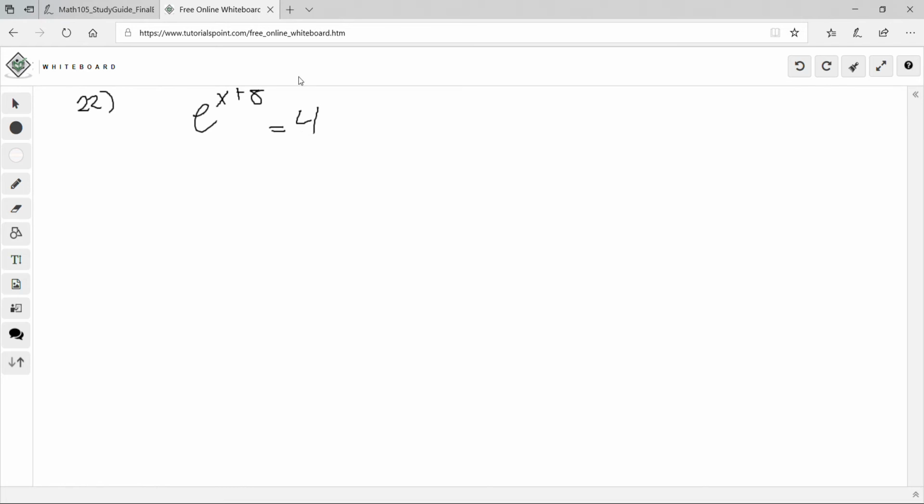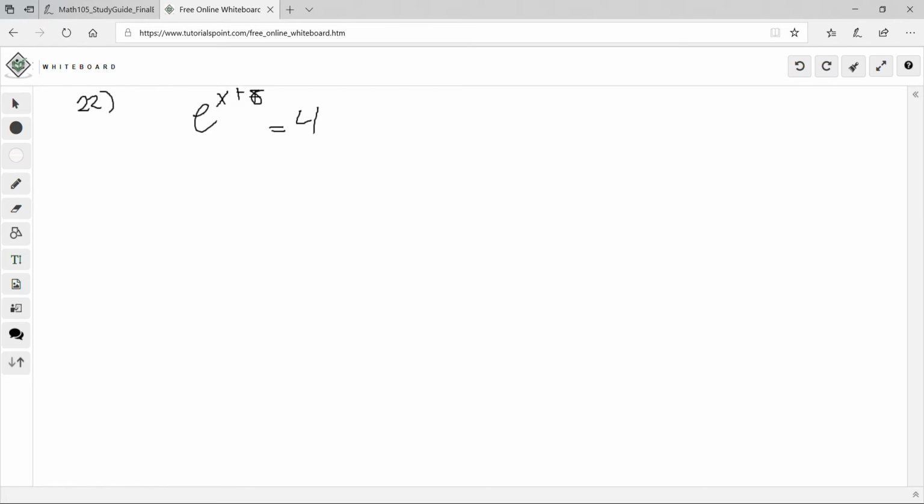But I'm not going to use log. I'm going to use natural log, because when you take the natural log and e, they're inverses, so they cancel out. So that's what we want. I'm going to use the natural log.